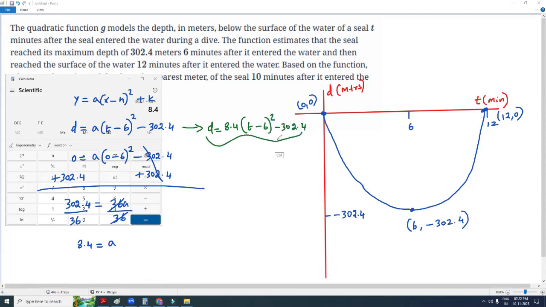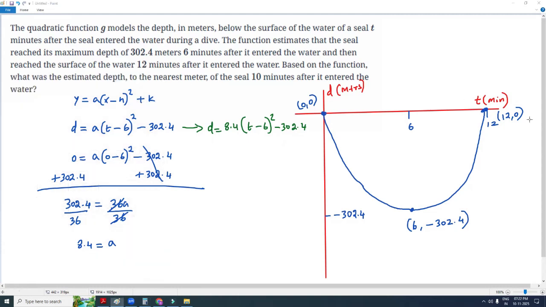Now the quadratic function is complete. And our aim is to get the estimated depth to the nearest meter 10 minutes after it entered the water. So we have to plug in 10 for t over here and find the value of d. Okay, let me do it. d equals 8.4 times (10 − 6) squared − 302.4.